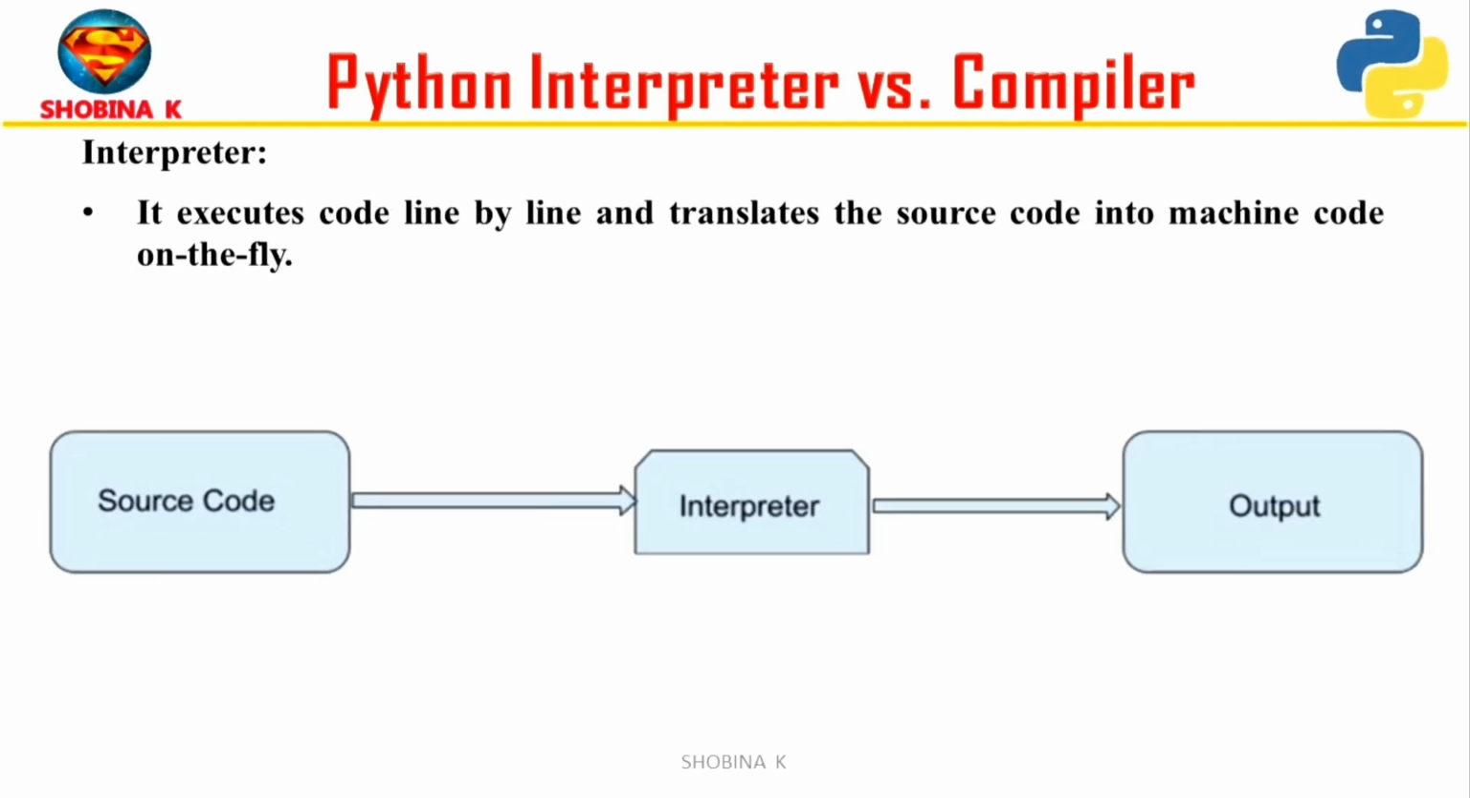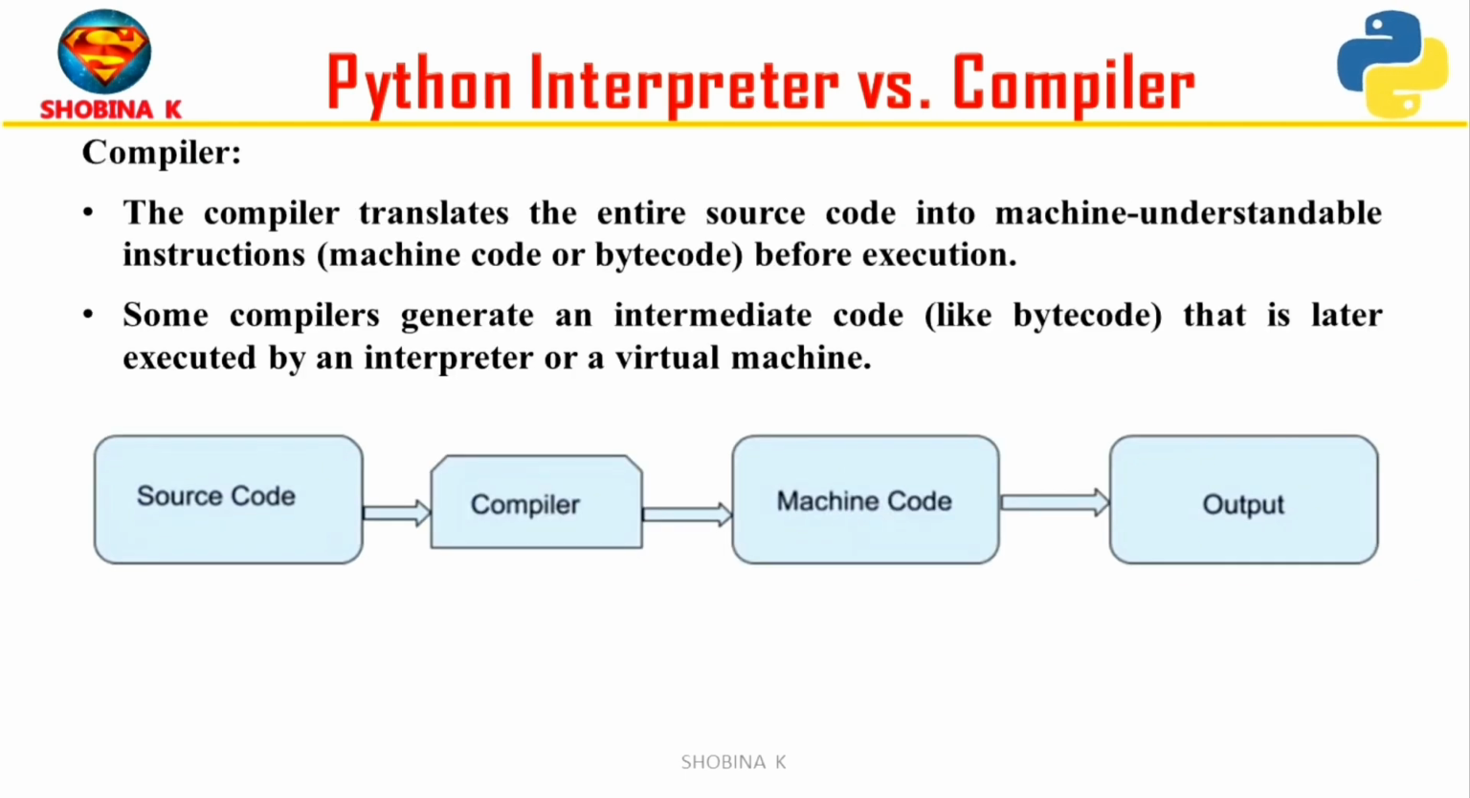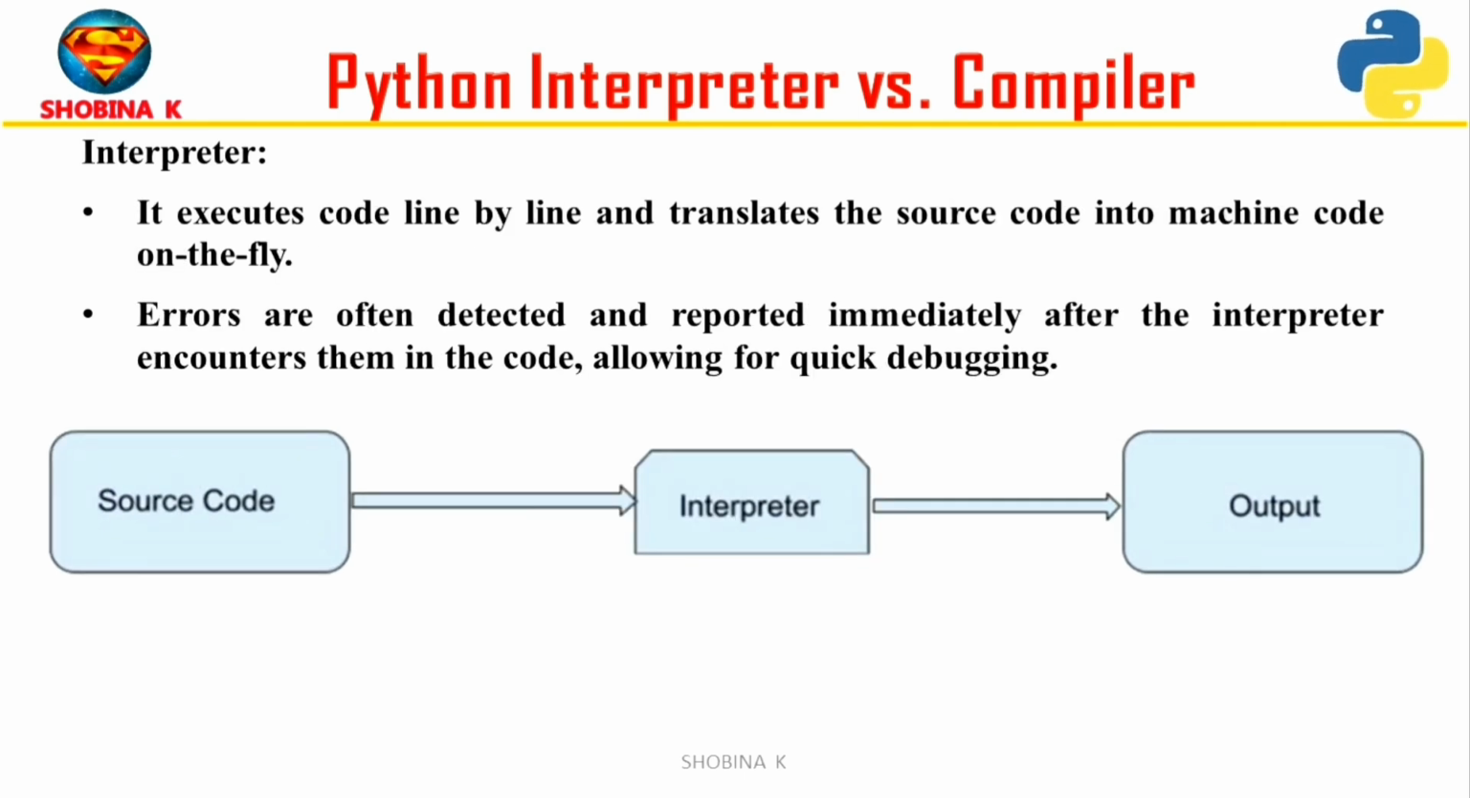So it translates each line into machine code or bytecode. Some compilers generate an intermediate code like bytecode that is later executed by an interpreter or a virtual machine. Here, errors are often detected and reported immediately after the interpreter encounters them in the code, which allows for quick debugging. And this was all about the basic difference between a compiler and an interpreter.